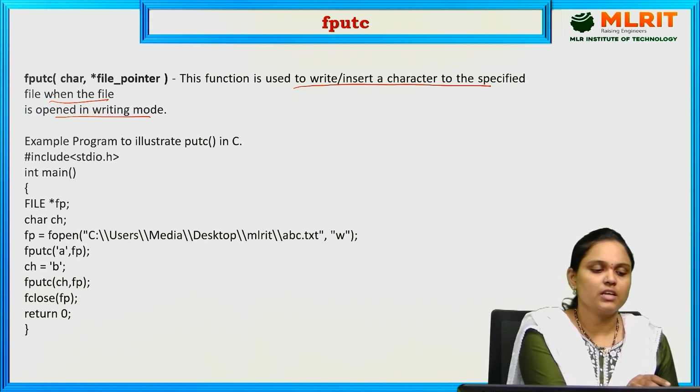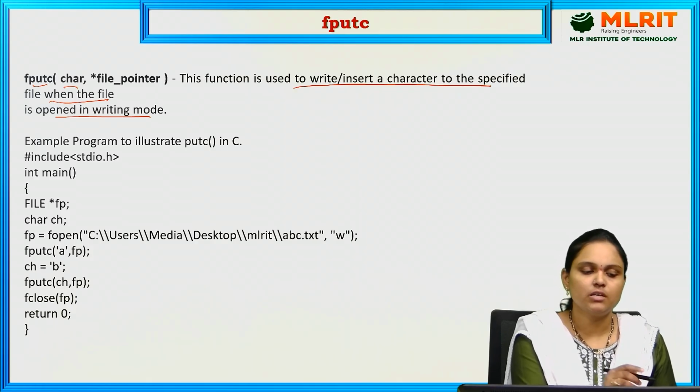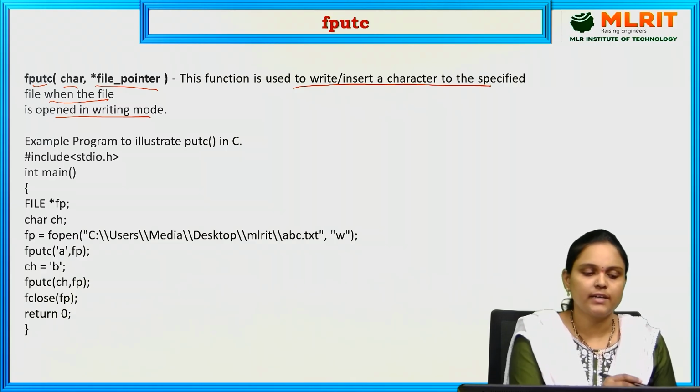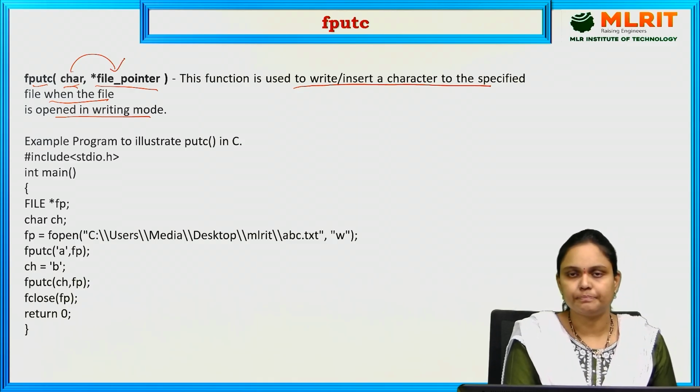So this is the syntax, fputc. What character you want to write, you have to mention as the first parameter, and in the second parameter you give the file pointer name. The file pointer itself will identify where the file is. That is the reason why we give that file pointer name in the fputc function, so that this particular character will be written in this particular file.